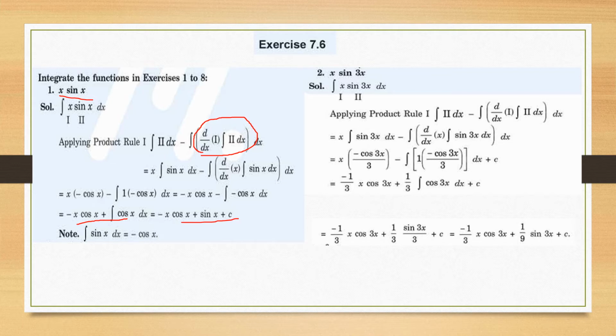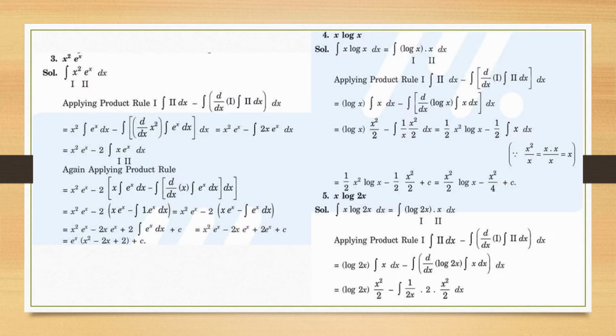In x sin 3x, the first function is x and sin 3x is the second function. So the product rule will give you x integral sin 3x minus d/dx of x and integral sin 3x. So the integral of sin 3x is minus cos 3x by 3. Okay, so here you will obtain plus, take this negative sign outside, it is cos 3x, 1 by 3 outside, right? And this term is the same as it is, so cos 3x will give you sin 3x by 3. Okay, so just arrange the terms and this is the required answer.